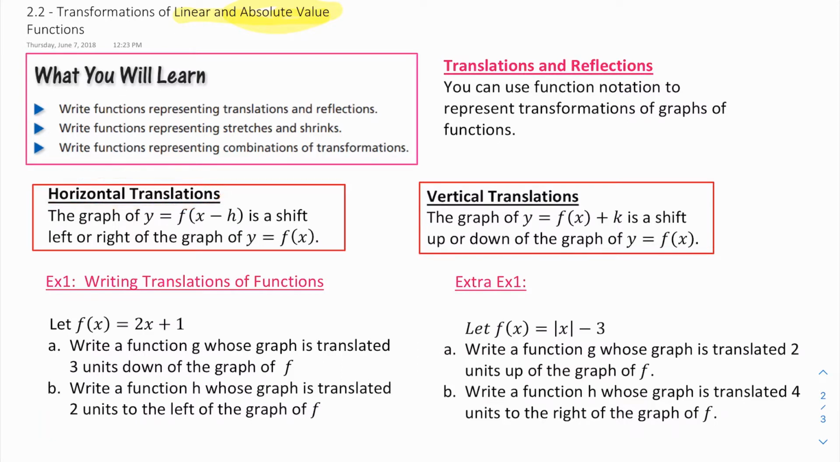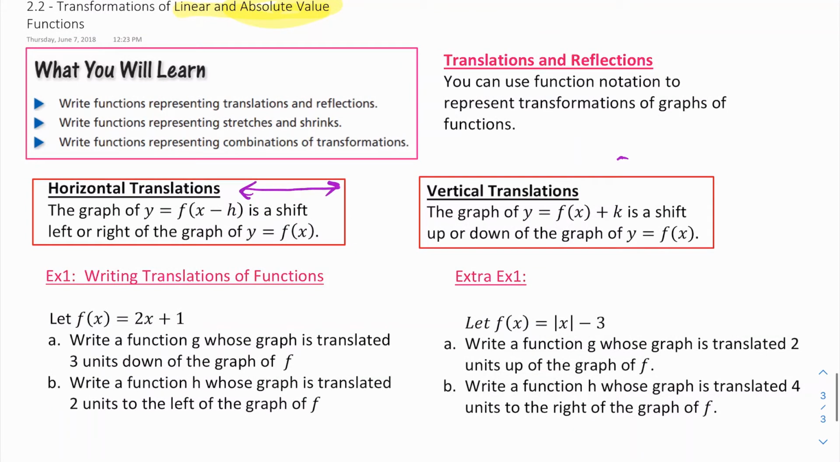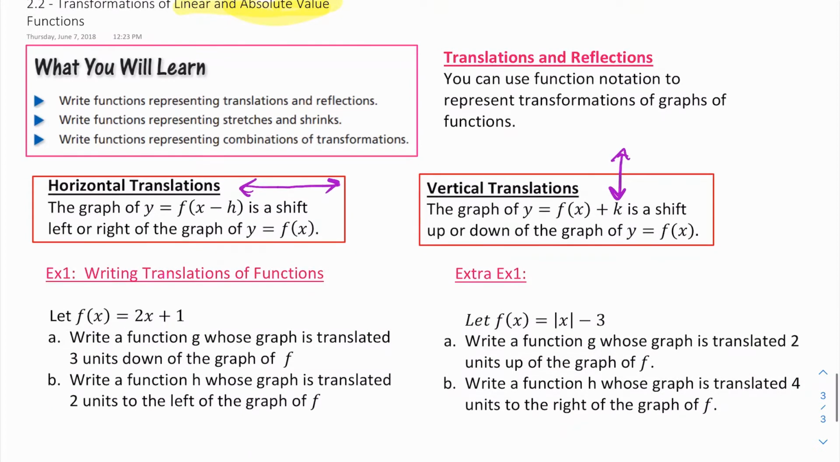Again, a translation doesn't change anything's size or shape. It just moves it right and left. A transformation is when it changes size and everything. That's when there's an a value. So horizontal translations go right and left. Vertical translations go up and down. The horizontal translations have to do with the h value, which is inside the parentheses. And the vertical translations have to do with the k value, which goes up and down.